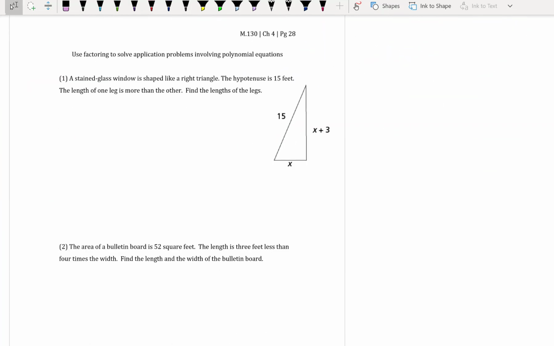Now in this section, we are also going to have some word problems, some applications. So let's look at the first example. A stained glass window is shaped like a right triangle. The hypotenuse is 15 feet. The length of one leg is more than the other. Find the length of the legs. So it's really nice that they already went ahead and gave us a diagram, because usually you have to draw that by yourself. So that was perfect.